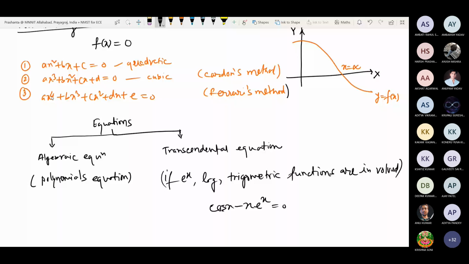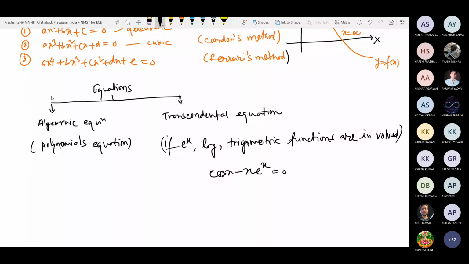So in this chapter, we are going to study some root finding methods. There will be the bisection method, let me write down their names, bisection method, then the regula falsi method.